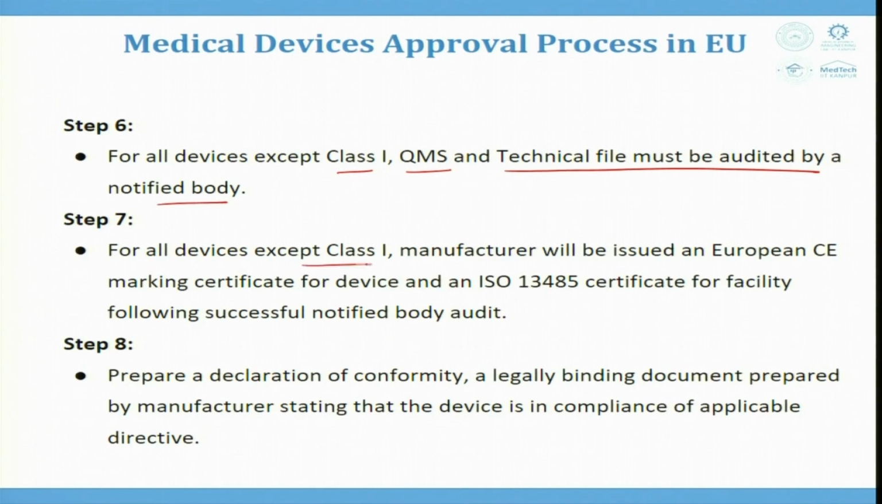For all devices except class 1, the manufacturer will be issued a European CE marking certificate for the device and an ISO 13485 certificate for the facility following a successful notified body audit. Step 8 is to prepare a declaration of conformity, that is a legally binding document which is prepared by the manufacturer stating that the devices are in compliance with the applicable directive. So, this is a certification or declaration or undertaking taken from the manufacturer.